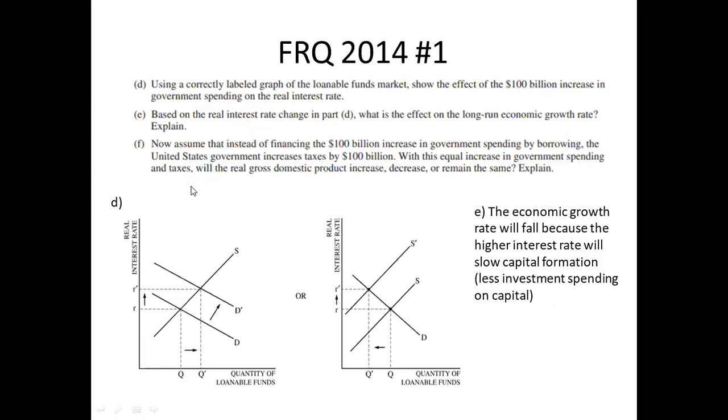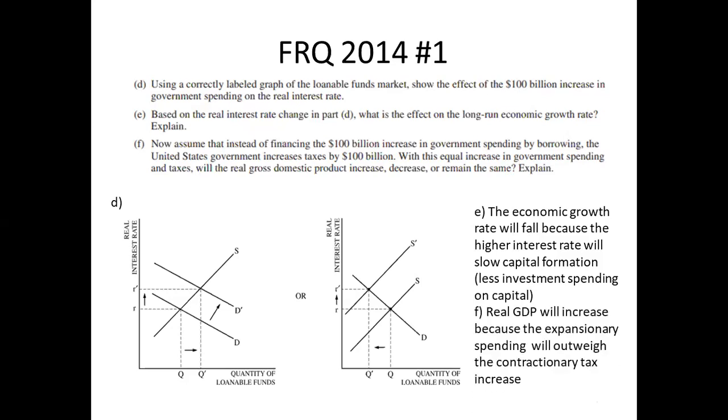All right, and then the last one, F. Now assume that instead of financing the $100 billion increase in government spending by borrowing, the United States government increases taxes by $100 billion. With this equal increase in government spending and taxes, will the real gross domestic product increase, decrease, or stay the same? Explain. The answer is that real GDP will still increase.